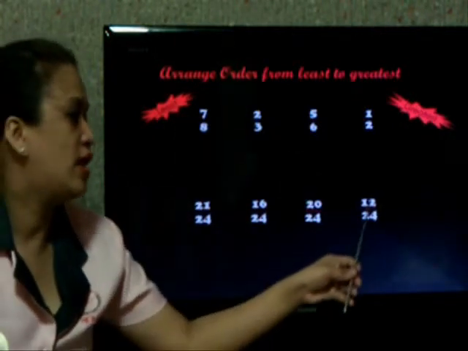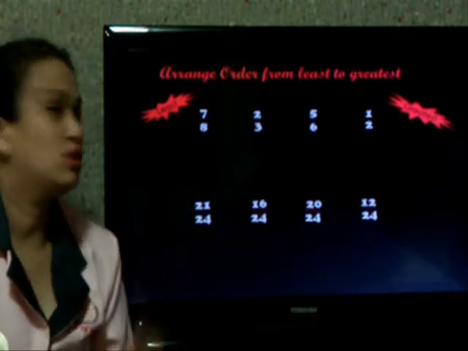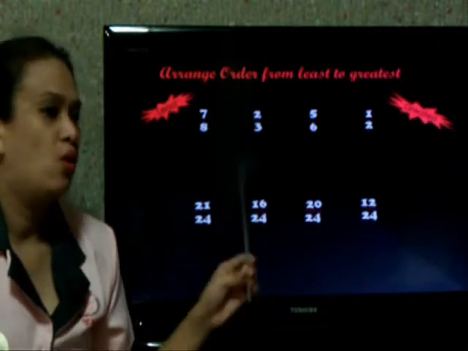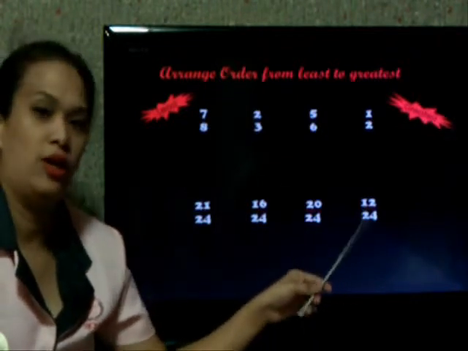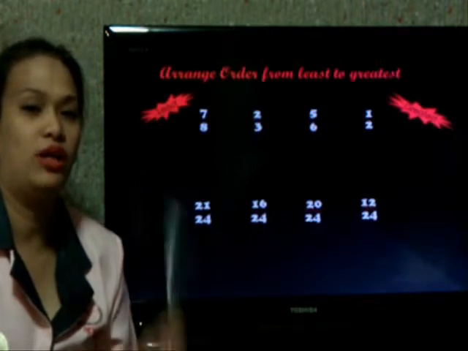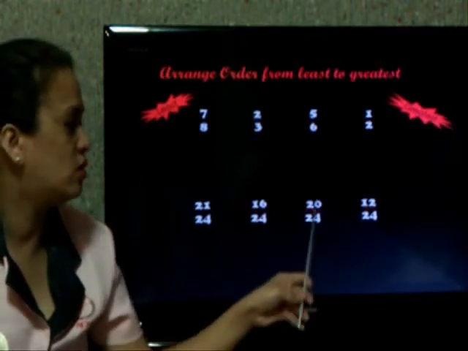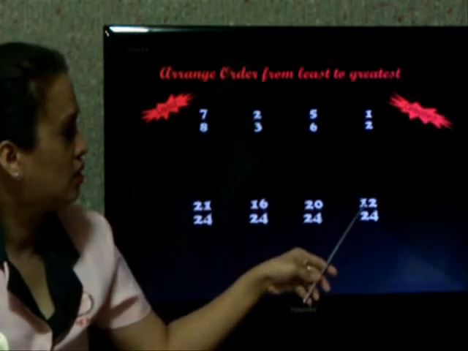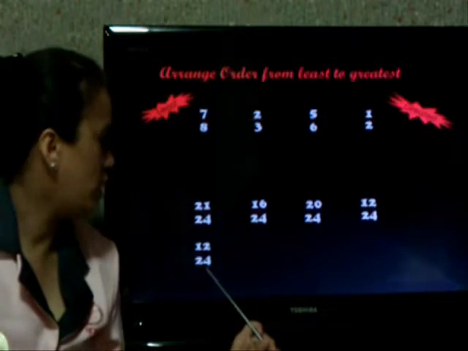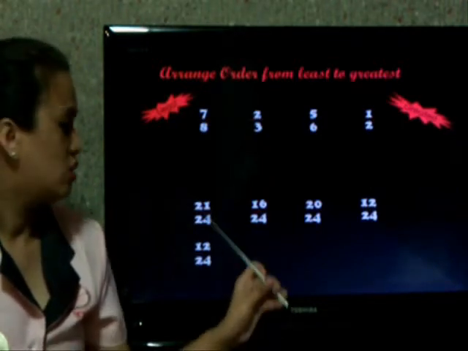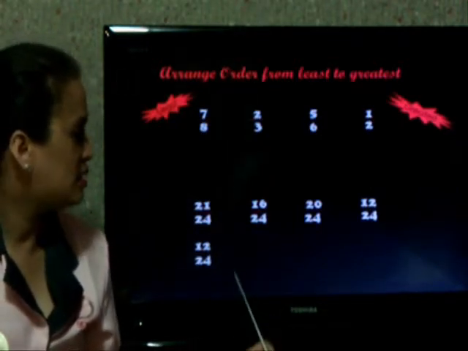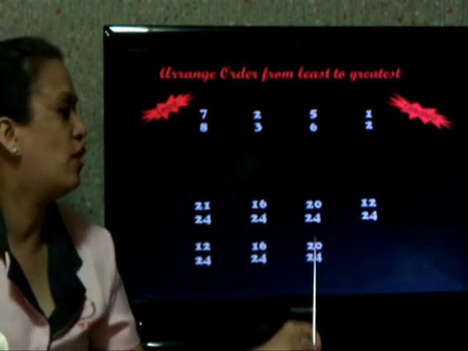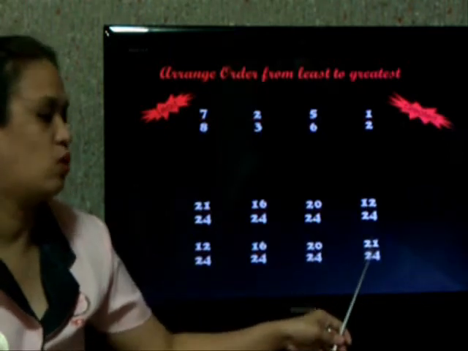Now let's arrange these from lowest to greatest. So what is the lowest here? First, we will look at the numerator. The bigger the numerator, the bigger the value. So we will look for the lowest. In here, 12/24 is the lowest. So 12/24 is less than 16/24, less than 20/24, and less than 21/24.